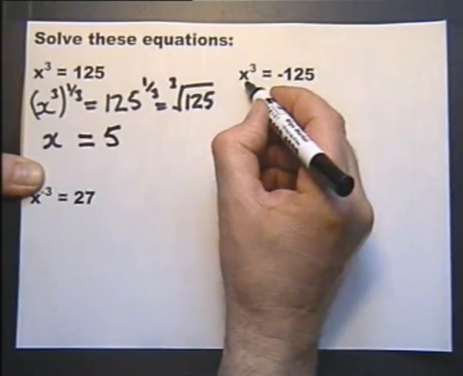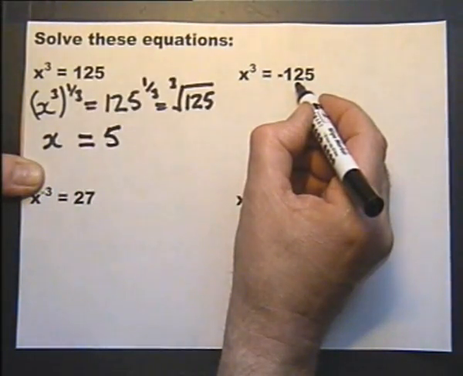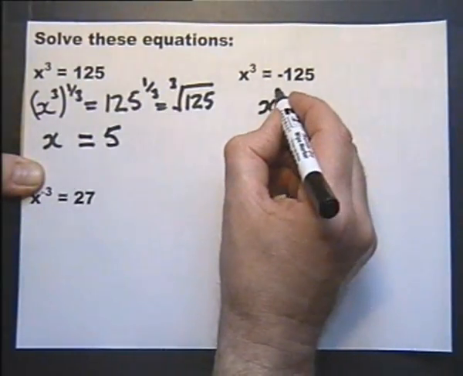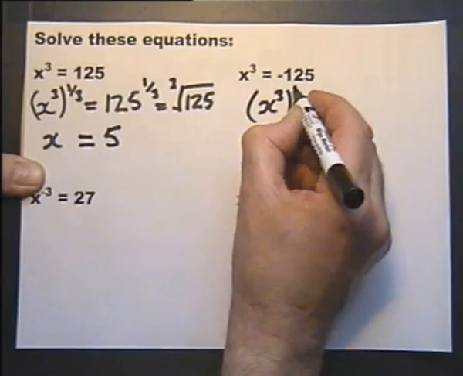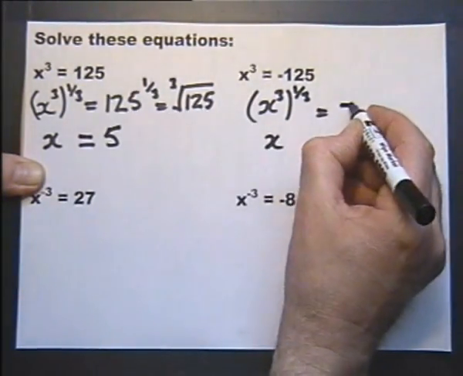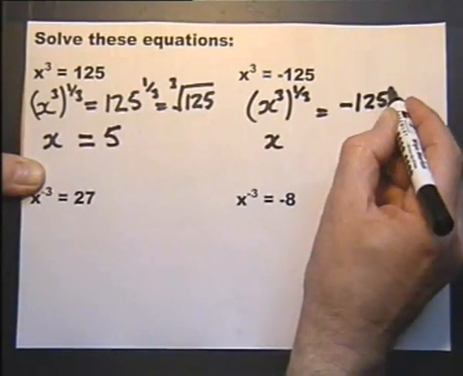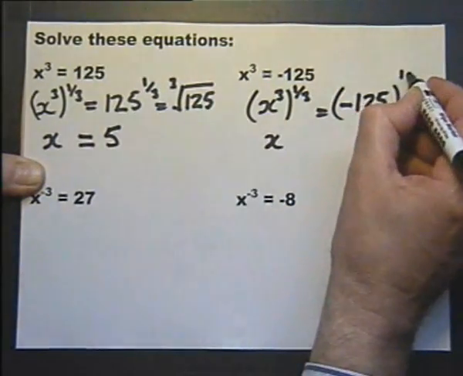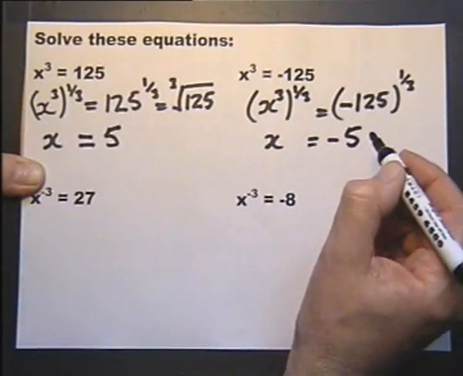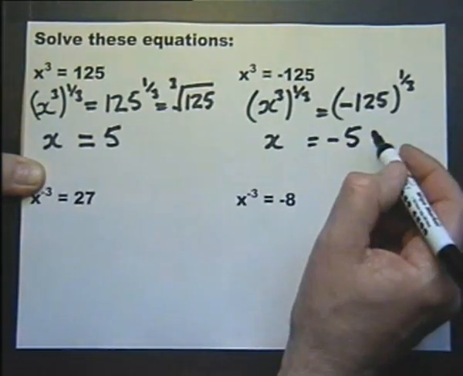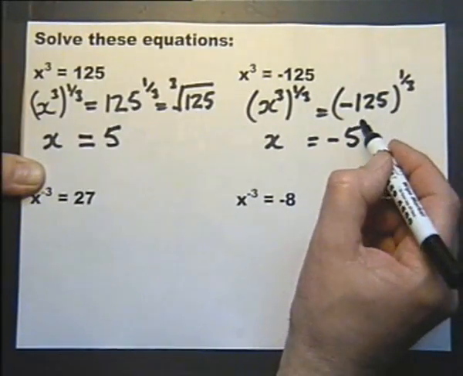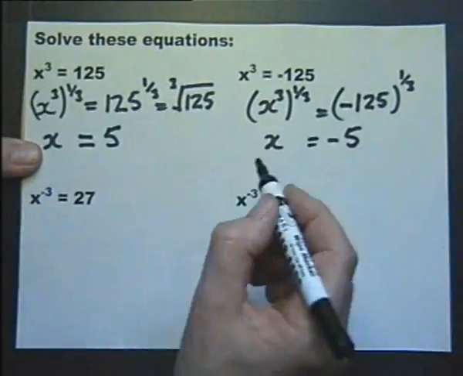Now if x cubed equals minus 125, if we cube root both sides, in other words cube root the x cubed, will give us x. And if we cube root the minus 125, then we'll get minus 5, because 5 times 5 times 5 is 125, and minus times minus times minus would produce the minus.